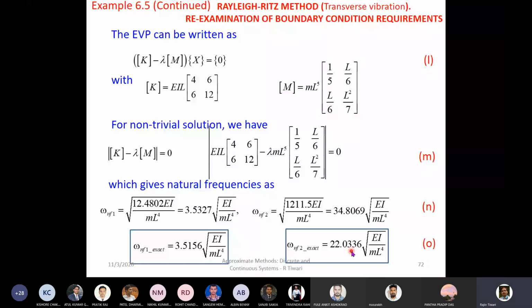But if we take 3 terms, we'll form a 3 by 3 matrix. Then we'll see that the first will become much closer to the exact one. The second will come closer to the exact second one. The third will have more deviation. The third, higher natural frequency has more deviation. So this trend will generally be there: higher and higher natural frequencies will have more deviation, but if you take more and more terms, the lower natural frequencies will converge to their actual values. That is generally called convergence.